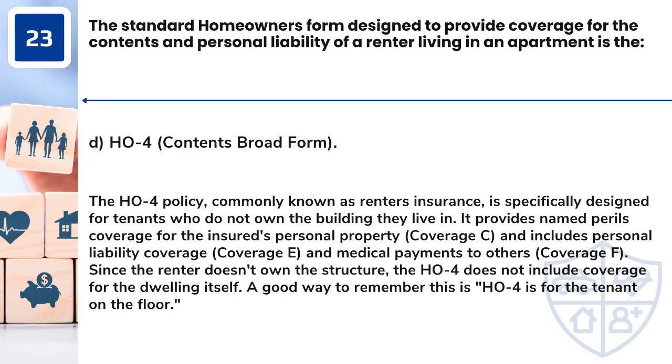Answer: D. HO4 Contents Broad Form. The HO4 policy, commonly known as renter's insurance, is specifically designed for tenants who do not own the building they live in. It provides named perils coverage for the insured's personal property, coverage C, and includes personal liability coverage, coverage E, and medical payments to others, coverage F. Since the renter doesn't own the structure, the HO4 does not include coverage for the dwelling itself. A good way to remember this is, HO4 is for the tenant on the floor.